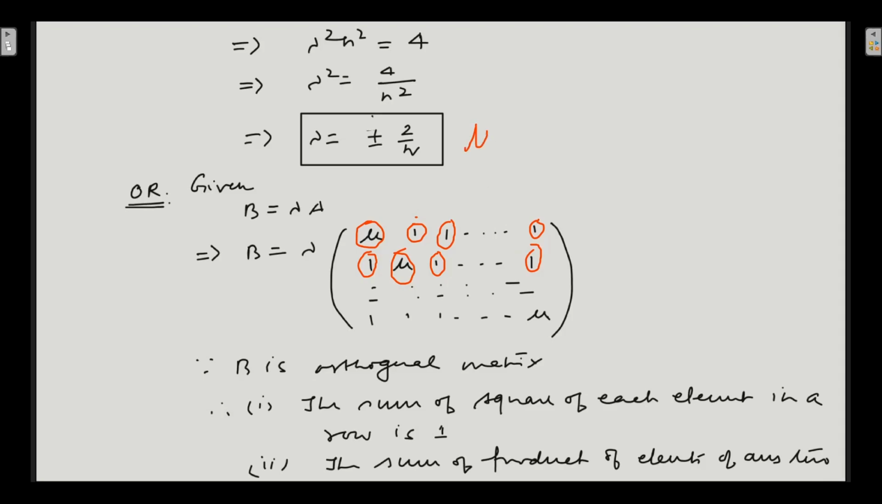So mu into 1 will be equal to mu, mu into 1 will be equal to mu, plus 1 into 1 will be equal to 1, and so on and so forth up to the last element. It will be equal to 1 into 1 is equal to 1.